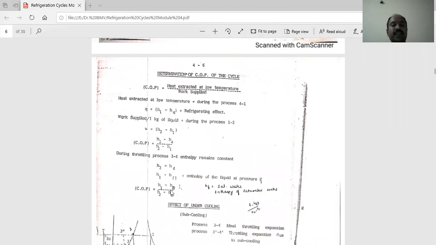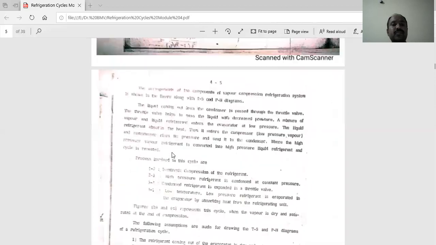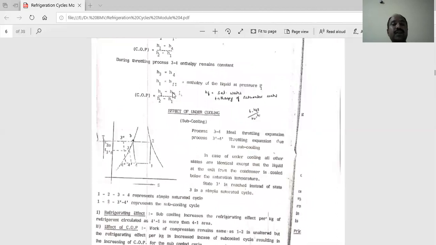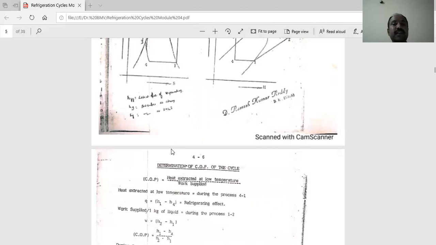The refrigeration effect Q is equal to H1 minus H4, and the work supplied is H2 minus H1. So COP becomes H1 minus H4 divided by H2 minus H1. At stage 4 it becomes saturated liquid, and only then the heat absorption takes place. The low pressure, low temperature liquid refrigerant absorbs heat in the refrigeration system. So it becomes saturated liquid, saturated water, that is HF4. This is the simple COP expression for the vapor compression refrigeration system.